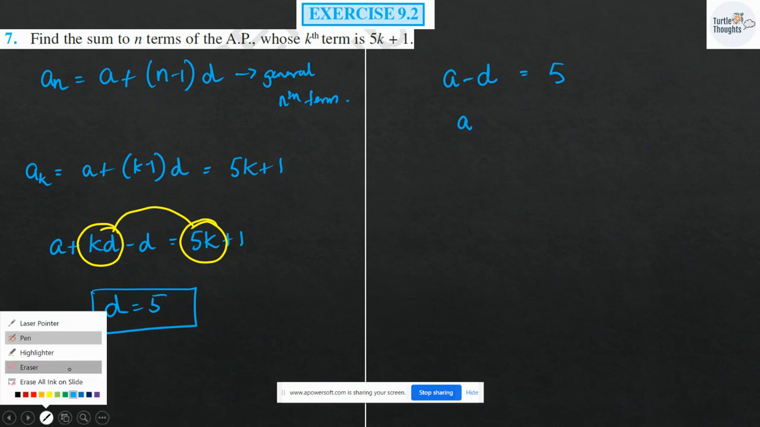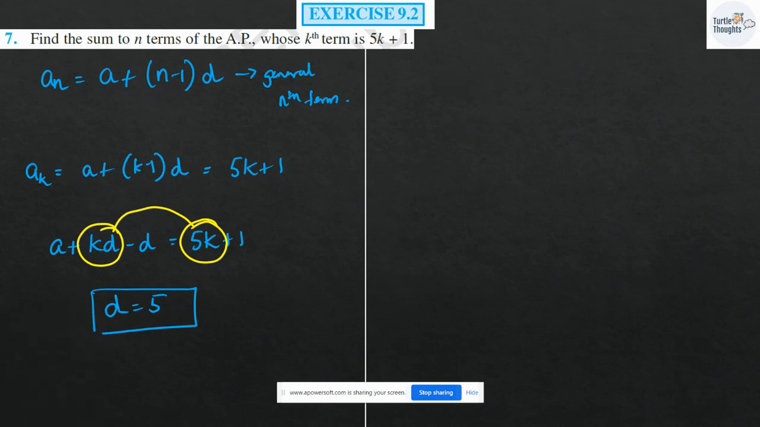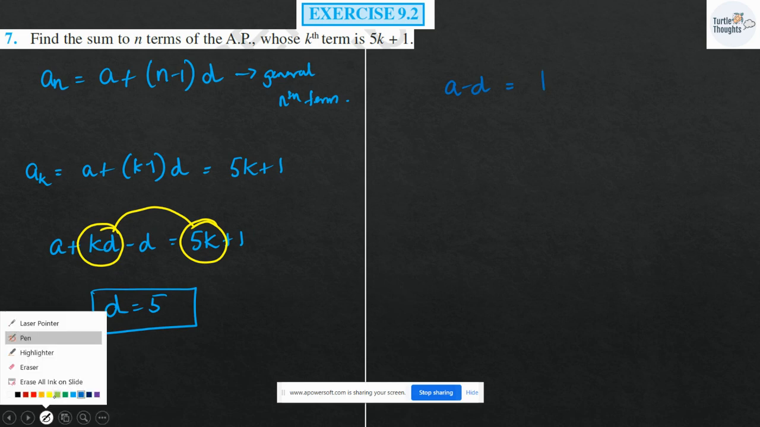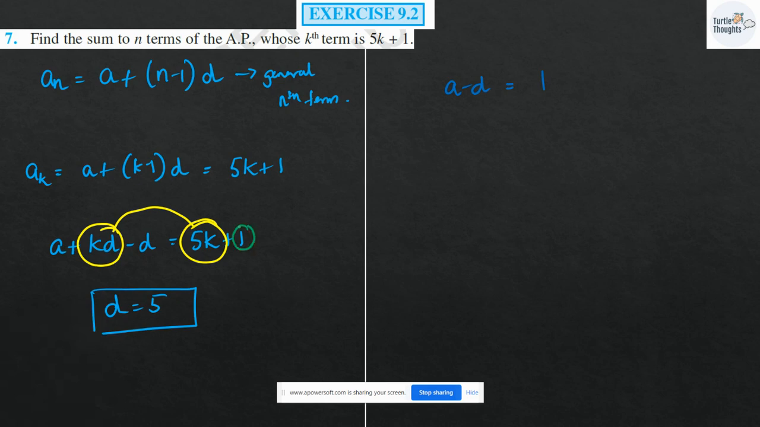Or just if I compare this, I can write a minus d will be equal to 1. This should be equal to this minus this, because kd will be equal to 5k. So d I will be getting as 5, and a minus d will be equal to 1.